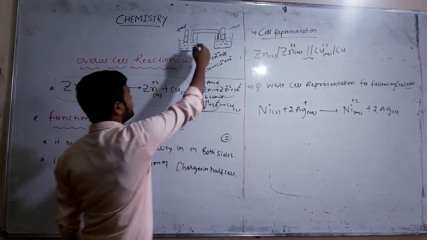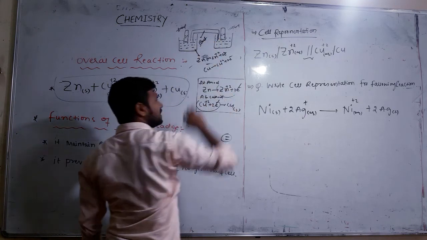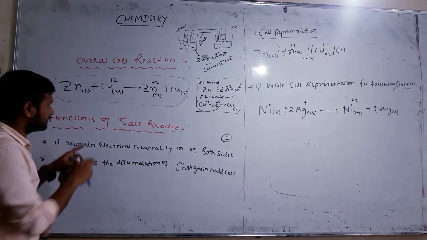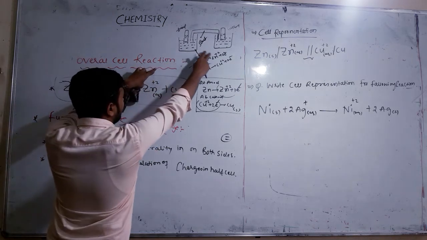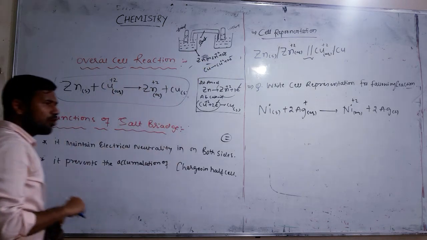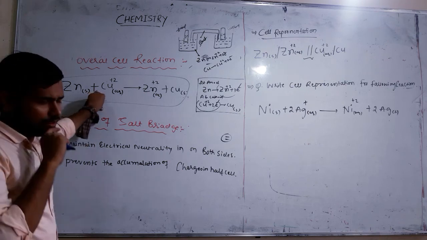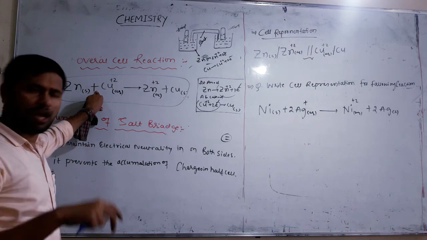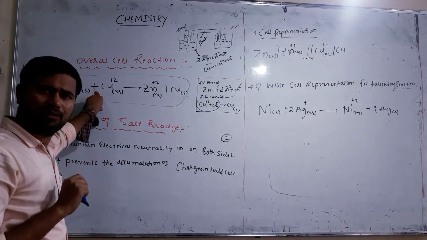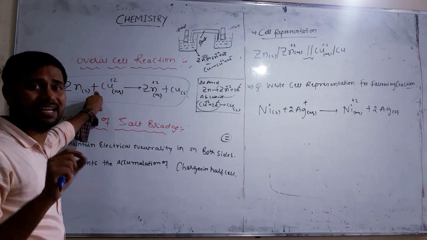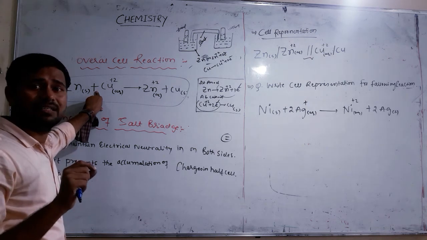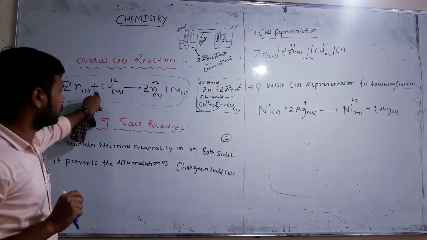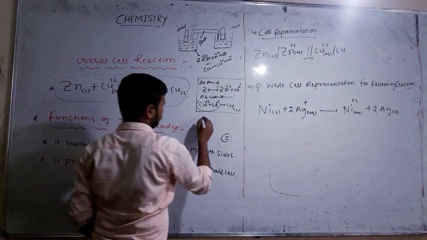I introduce this concept of the salt bridge. What is the meaning of salt bridge? Its name only indicates a bridge connecting both. The salt bridge is actually an inverted U-shaped glass tube. It consists of gel. And a gel is made up of what? I already told you that. Gel is having what inside?